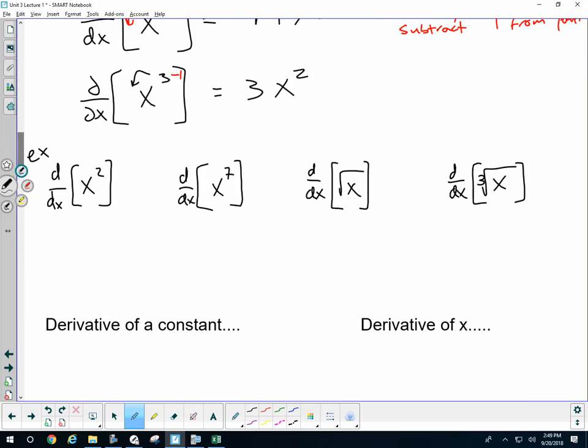Okay, now, quick practice. I'll do 2 of them, you do the other 2. I got x squared. I'd take the 2 down, and I'd subtract 1 from the 2, and I would get 2x to the first, which I'll just write as 2x. Let's look at the square roots. Well, a square root is the same as a fractional power. It's like x to the 1/2.